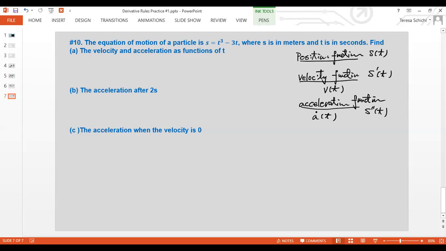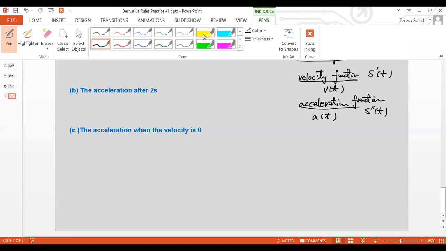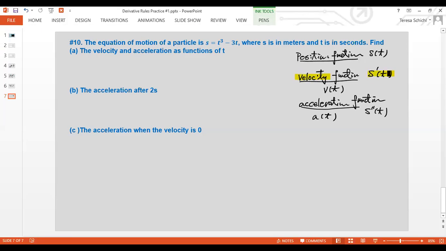After we go through this, we're going to have more application problems, and then we'll go into detail about what velocity means and what acceleration means. Right now, we just give the definitions. So remember, velocity is the first derivative, and acceleration is the second derivative.